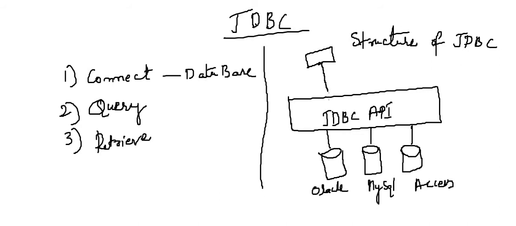We interact with the JDBC API with the help of Java programs. I can name them Java program 1, Java program 2, and Java program 3. If you observe the structure of JDBC, your Java program is going to interact with your JDBC API, and in turn your JDBC API is going to interact with the data which exists in databases like Oracle, MySQL, and MS Access.